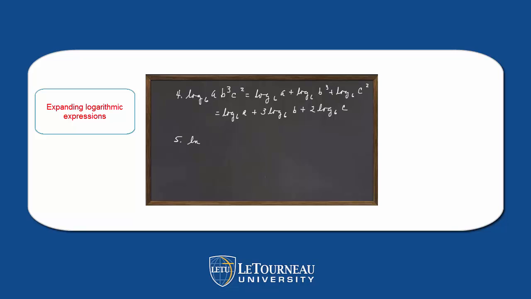Let's try another one. How about the natural log of x over the square root of x squared plus 1? Now we have to be careful here. Remember, the logarithm of a sum is not defined. So this would be the log of x minus 1/2 the log of x squared plus 1.